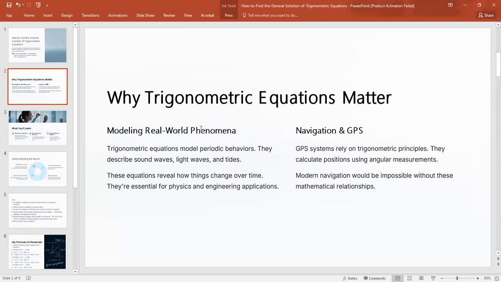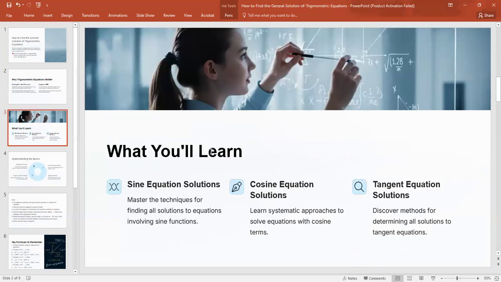Take note that GPS systems rely on trigonometric principles. For instance, they calculate positions using angular measurement. So this is just to name a few. There are a lot of applications of trigonometric equations. So pay attention to what follows so that you can apply this whenever you encounter one of these phenomena in real life whereby you have to solve trigonometric equations.